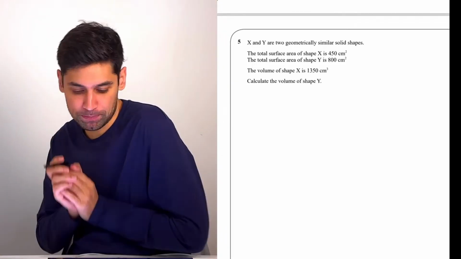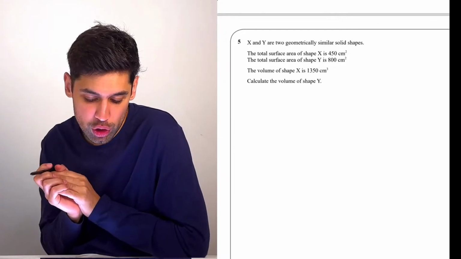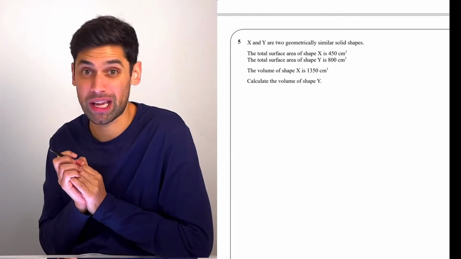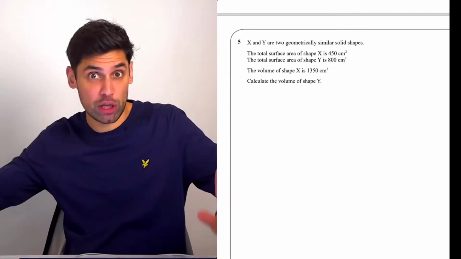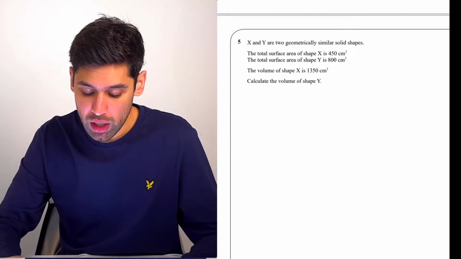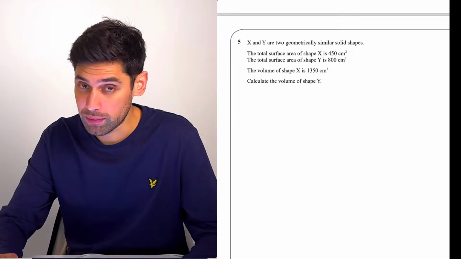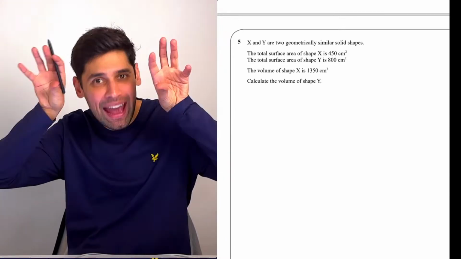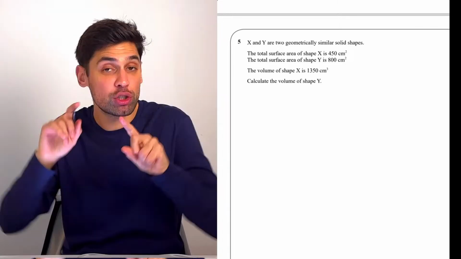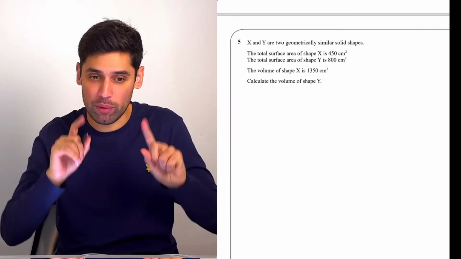X and Y are two geometrically similar solid shapes. So they're not actually telling us what shapes they are. All they're telling us is that they are similar shapes. The total surface area of shape X is 450. The total surface area of shape Y is 800. So they're giving us both areas in this one. So we have to jump straight to find the area ratio.